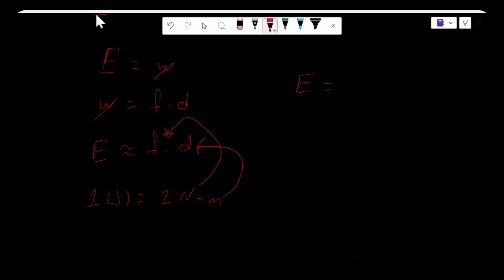So using that, energy could be measured in Newton meters. And 1 Newton meter equals 1 joule. And we could rewrite this as energy is equal to joules, or can be measured in joules.